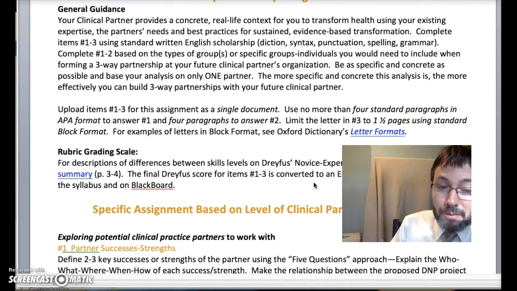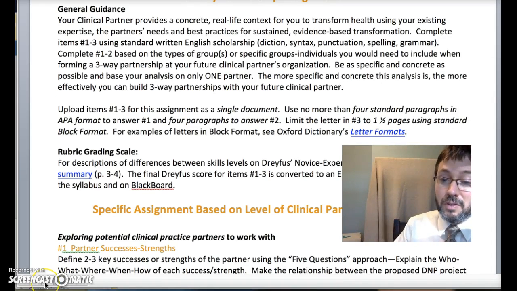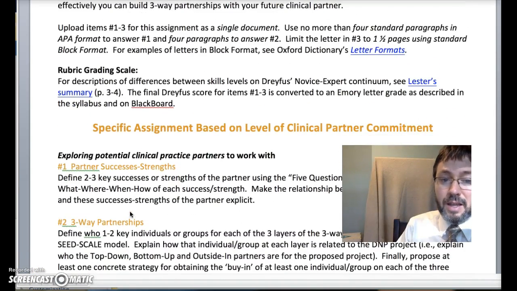So you can see there's a little bit here about the background on the Dreyfus grading scale, which we'll see in a moment. But the one thing to focus on here is that your specific assignment is based on the degree to which your clinical partnership is established. So we're all coming in at different places in that process. Some may have that clinical partner clearly identified and committed, and you have a sense of what your project will be already.